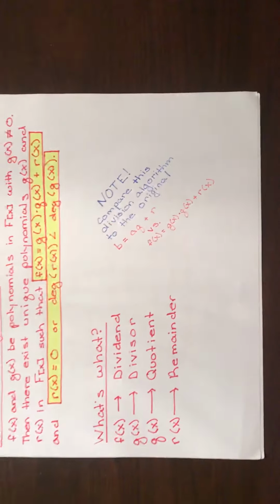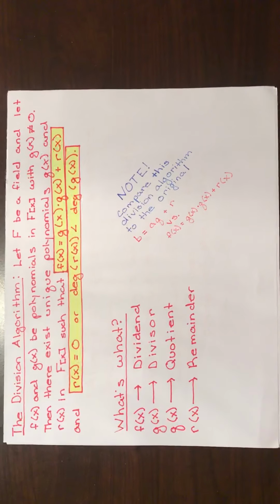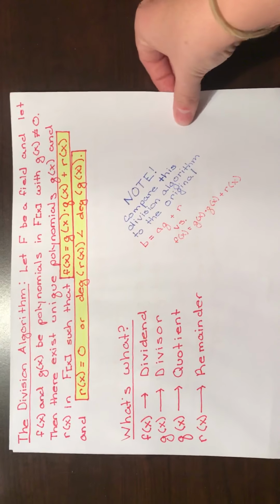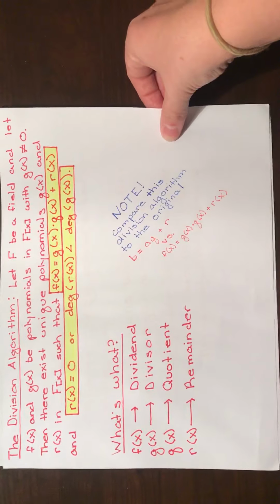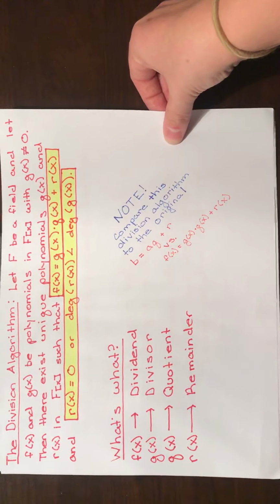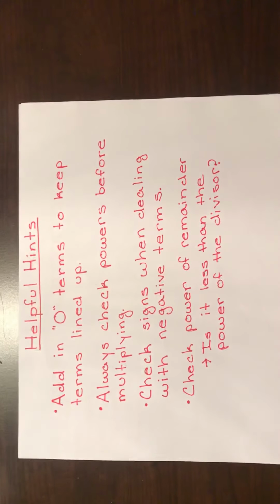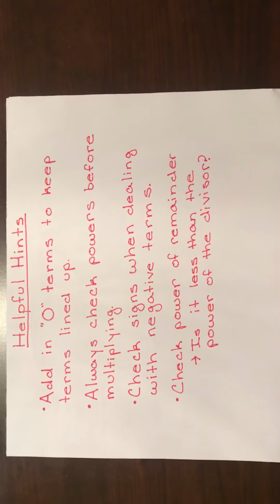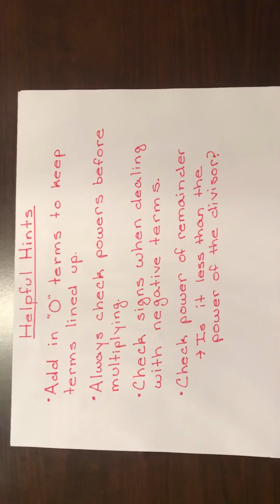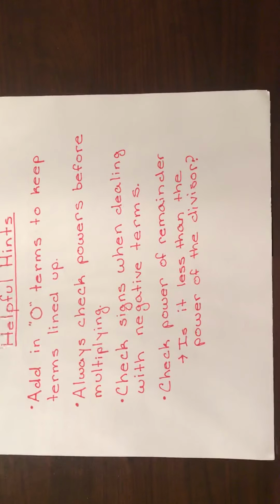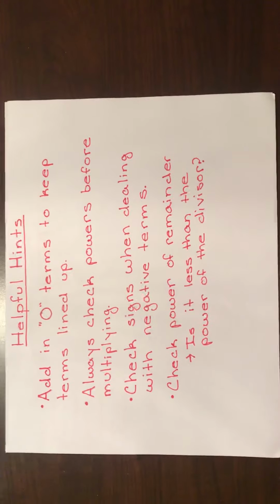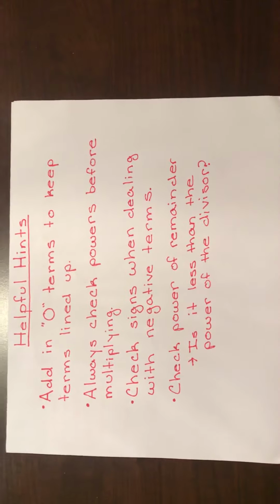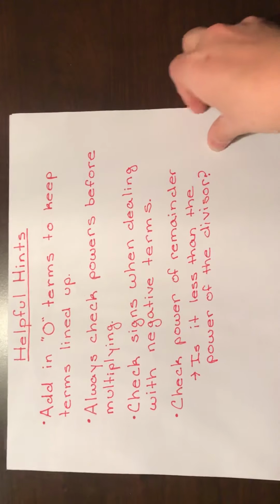We will be applying the same techniques that we did with the division algorithm for integers, similarly to the division algorithm with polynomials. Before we dive into an example, let's consider some helpful hints to use during the process of polynomial long division. Add 0 terms to keep terms lined up. You'll see an example of this in a little bit. Always check the powers before multiplying. Check the signs when dealing with negative terms, and check the power of the remainder. Is the power less than the power of the divisor?